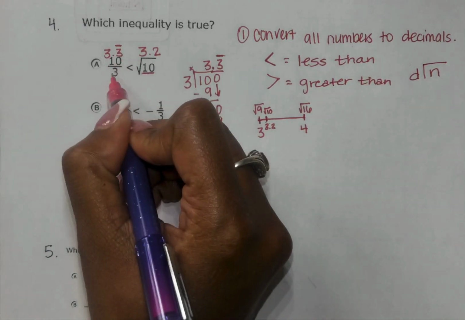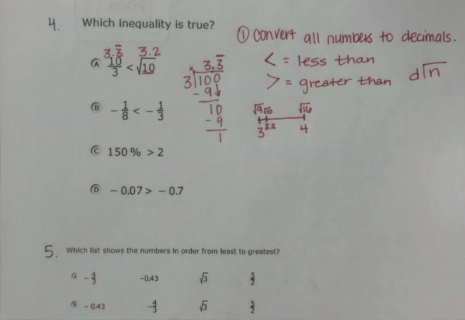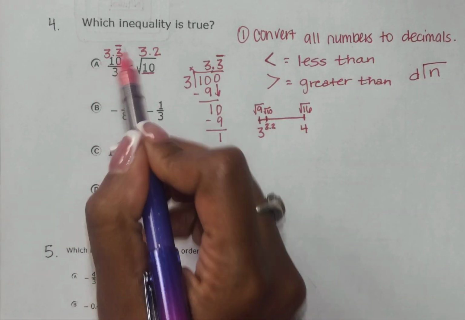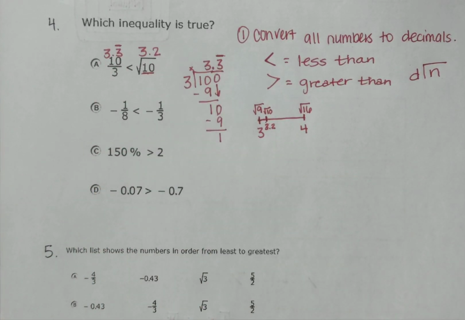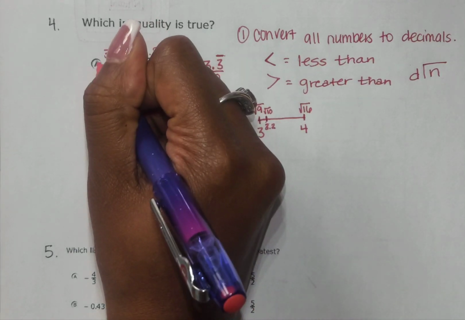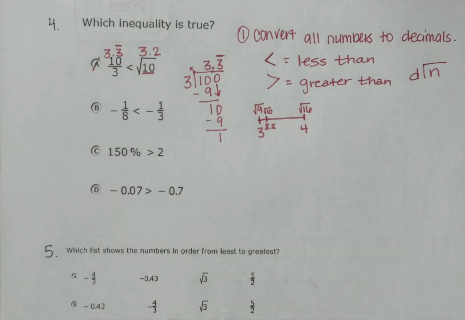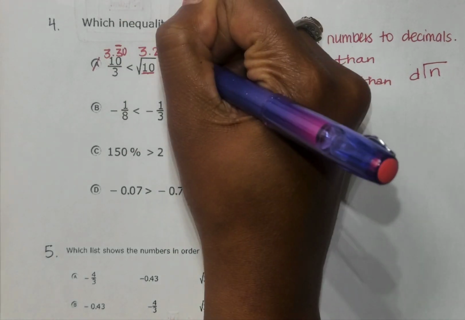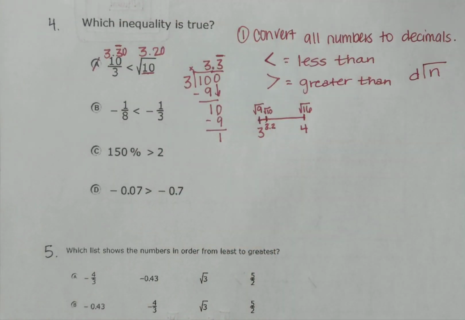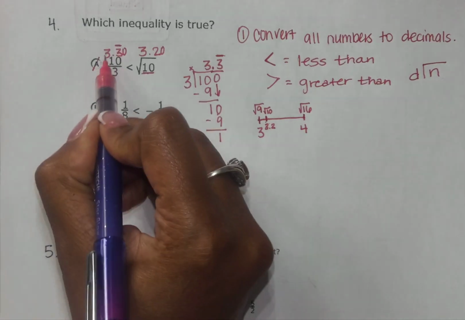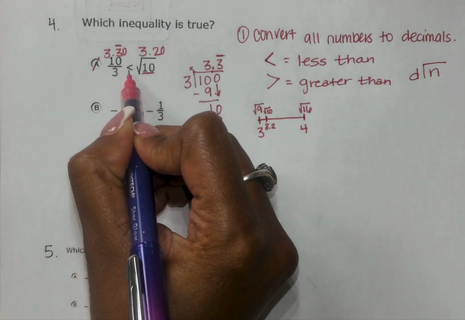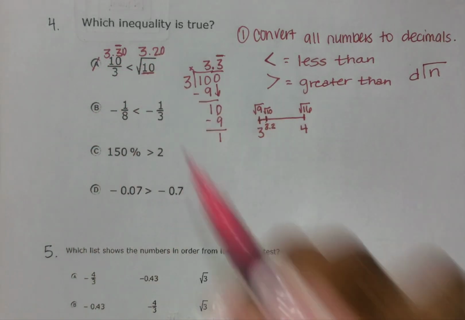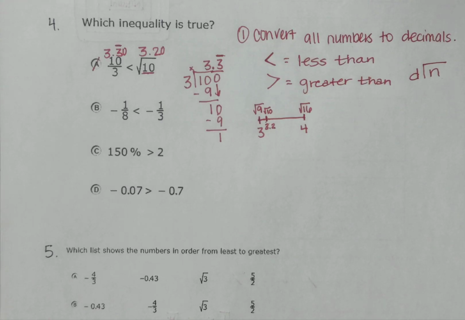So I ask myself, is 3 3/10 less than 3 2/10? Well, no. And again, if it's easier for you to think of this in terms of money, you can always add that 0. So is $3.30 less than $3.20? No, $3.30 is more than $3.20, therefore making that incorrect.